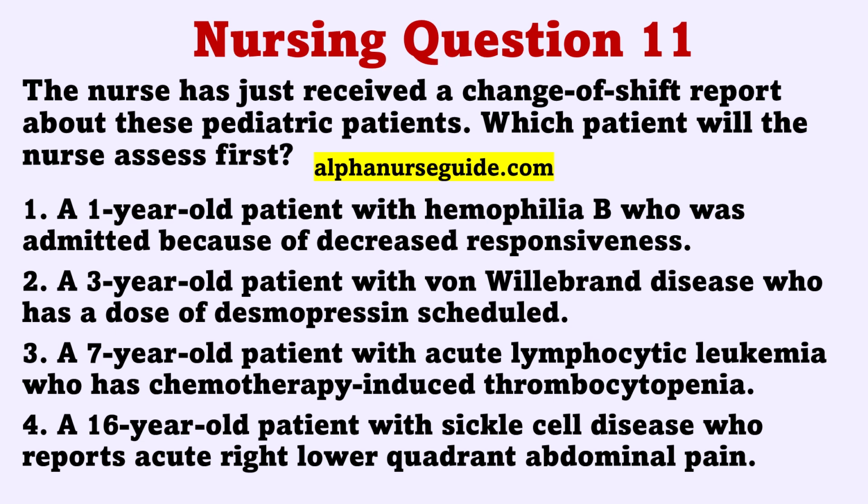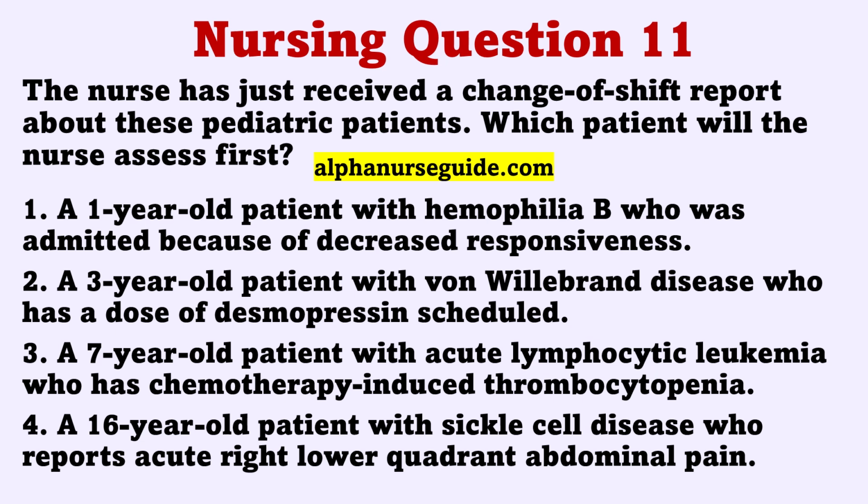3. A 7-year-old patient with acute lymphocytic leukemia who has chemotherapy-induced thrombocytopenia. 4. A 16-year-old patient with sickle cell disease who reports acute right lower quadrant abdominal pain. The correct answer is 1. A 1-year-old patient with hemophilia B who was admitted because of decreased responsiveness.